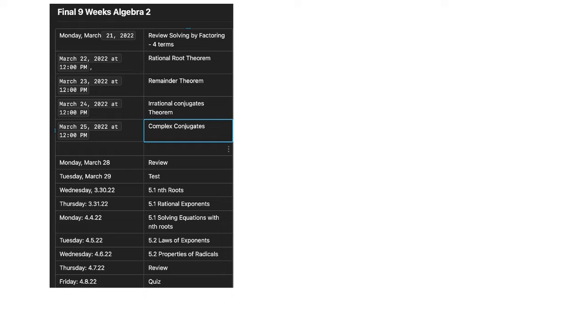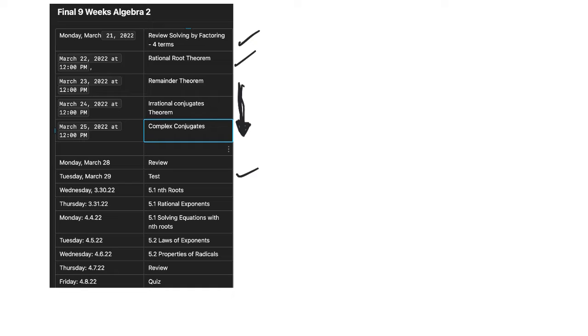This is a review of our factoring methods. Today we're going to be reviewing solving by factoring, specifically just the factoring part, and we'll look at four-term factoring. Tomorrow we'll cover the rational root theorem, and throughout the week we've got new stuff. Then we're going to review next week, and we should be getting ready for a test then.